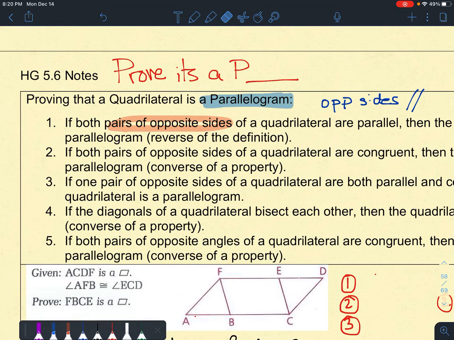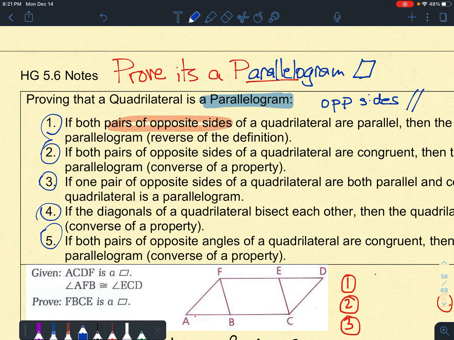Lesson 5-6. Proving something is a parallelogram. So we'll draw a little figure of what a parallelogram looks like. And we have 5 basic strategies, which I'm going to highlight to you here shortly.